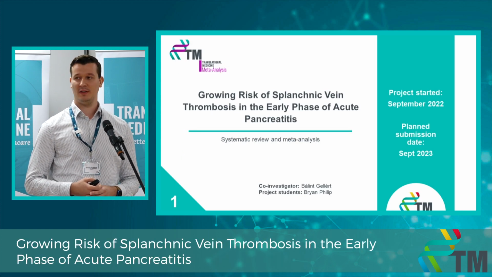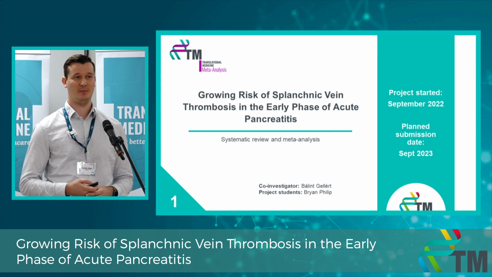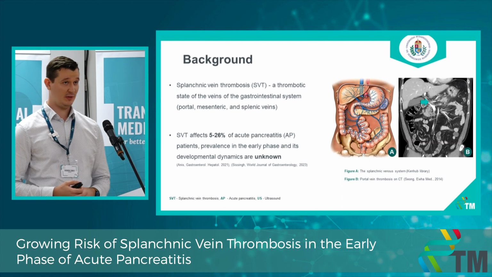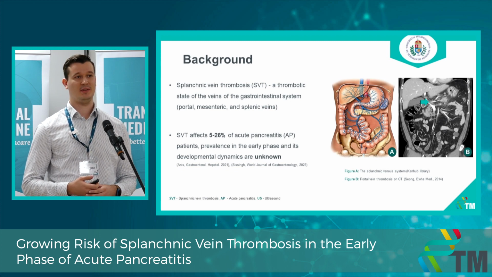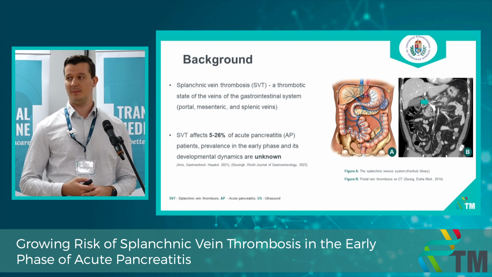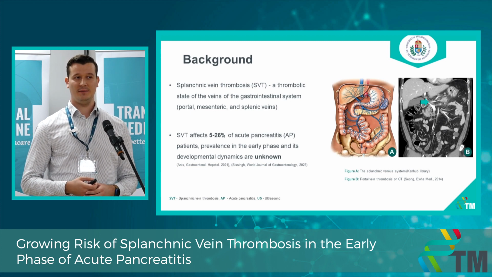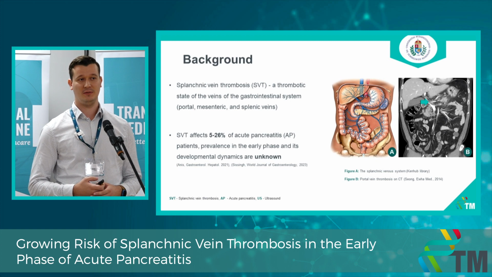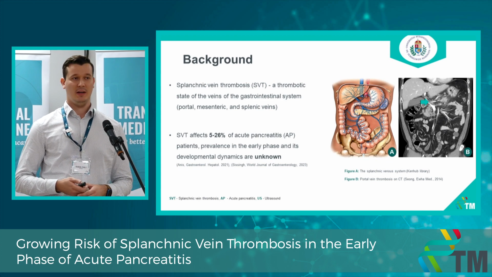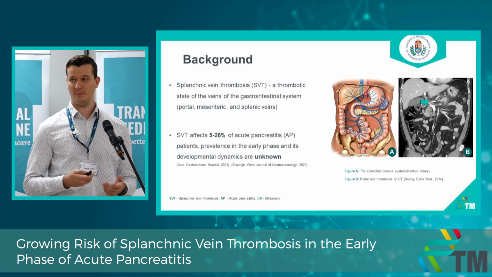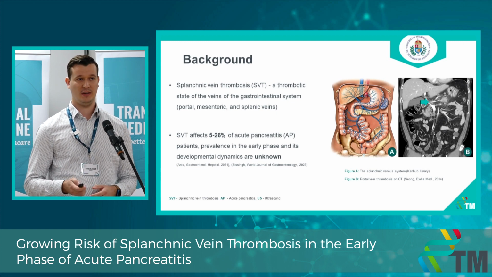So starting with the first one, which is titled Growing Risk of Splanchnic Vein Thrombosis in the Early Phase of Acute Pancreatitis. Splanchnic vein thrombosis, or SVT in short, is a thrombotic state of the veins of the gastrointestinal system, which includes the portal, mesenteric, and splenic veins. This local complication affects around 5 to 26% of AP patients, according to recent data, but we don't have prevalence in the early phase, and developmental dynamics are unknown. And we also know that developing this complication leads to further complications.